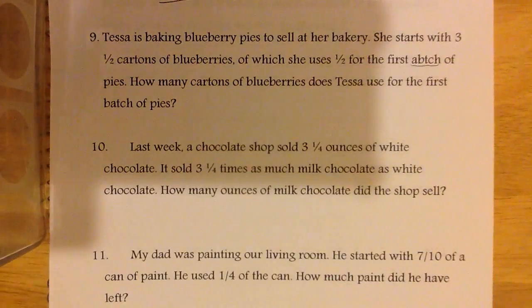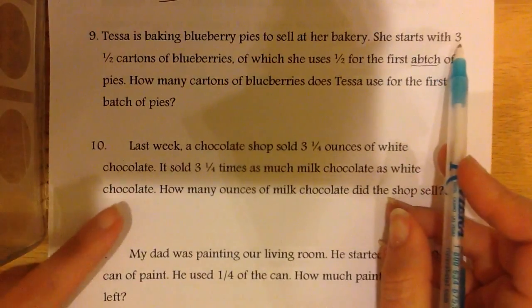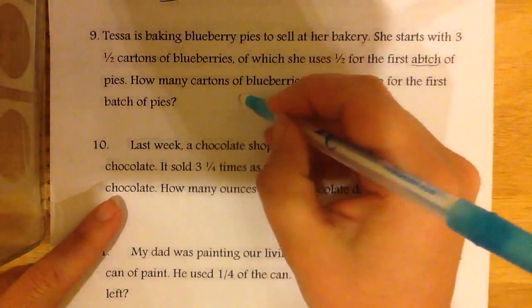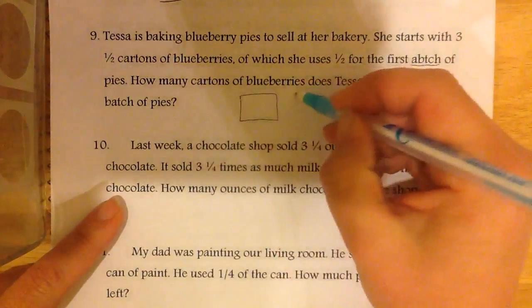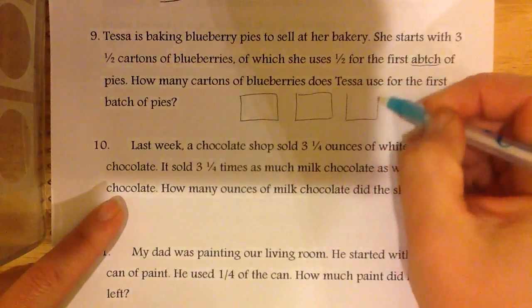Okay. The strategy that I would have used is I would have drawn a picture. She has 3½ cartons of blueberries.